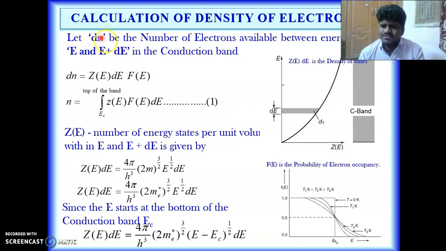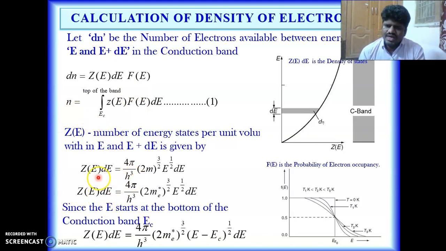Now we have to extend this for the entire band. Here band means you have to take only the conduction band, because electrons are available in the conduction band. So N is equal to the integration of this function, where the lowest energy of the conduction band is EC and the highest energy of the conduction band is infinity. That's why we have written top of the band. Now we have to write the Z of E and f of E values, then substitute the values in this equation, then we can find the N value.